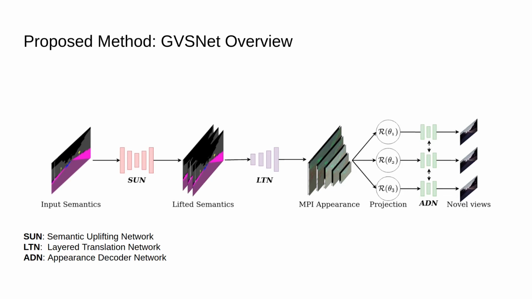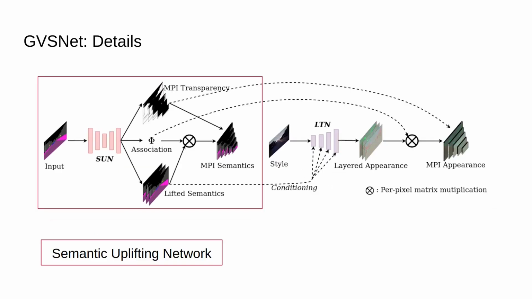GVSNet has 3 main subnetworks: the Semantic Uplifting Network, SUN, the Layer Translation Network, LTN, and the Appearance Decoder Network, ADN. The Semantic Uplifting Network is trained to convert the input 2D semantics into a multiplane image semantics. However, unlike the standard MPI scene representations, for computational efficiency, our proposed method uses a hybrid model where scene semantics is compressed into a few layered semantic images. This allows our model to capture semantics of all surfaces in the scene while wasting no memory and computation on the empty space between surfaces.